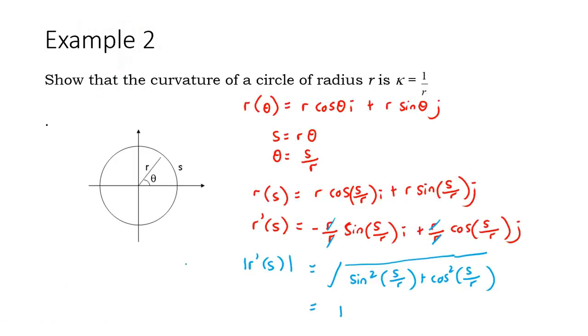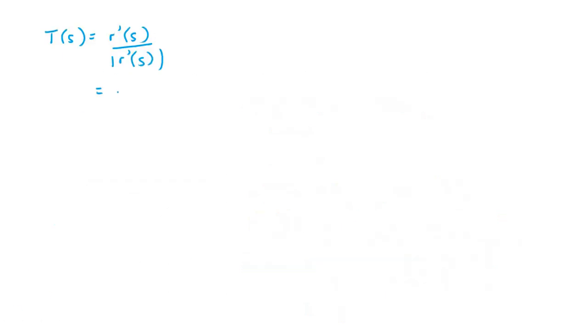So T(s) is r'(s), which is negative sin(s/r) i plus cos(s/r) j. The magnitude of r'(s) is 1, so this is a unit tangent vector T(s).